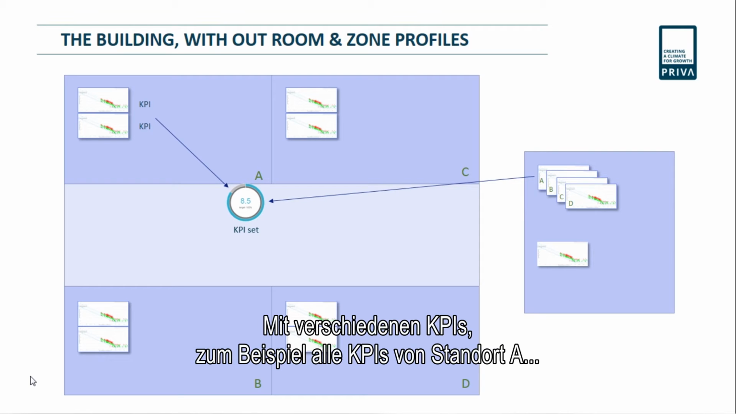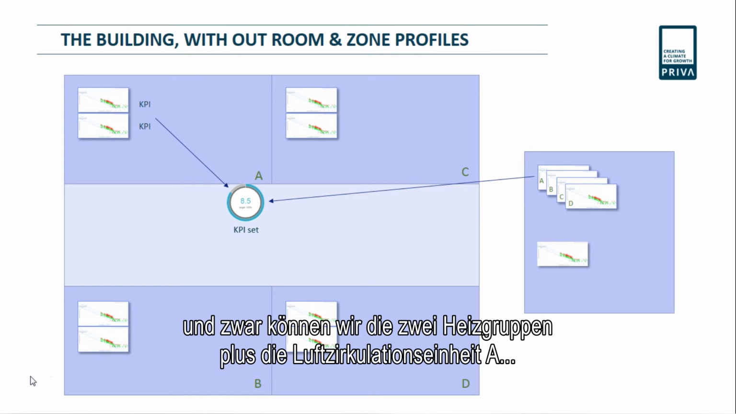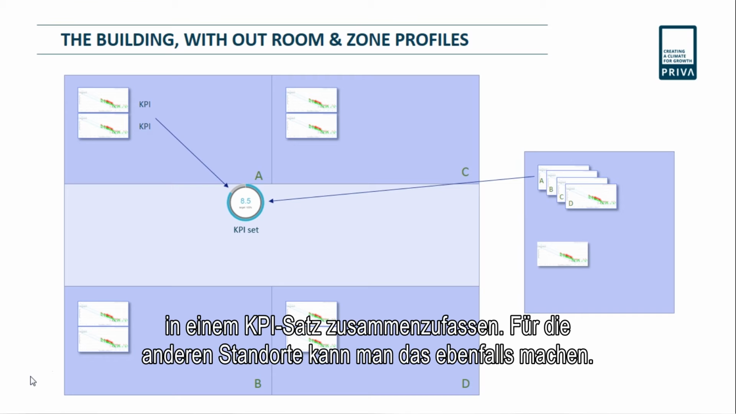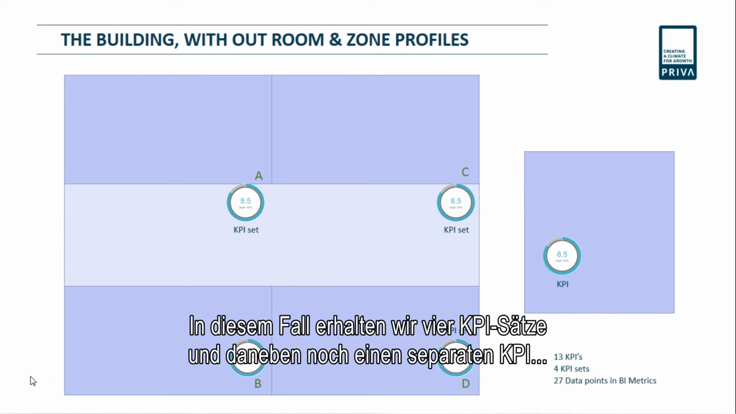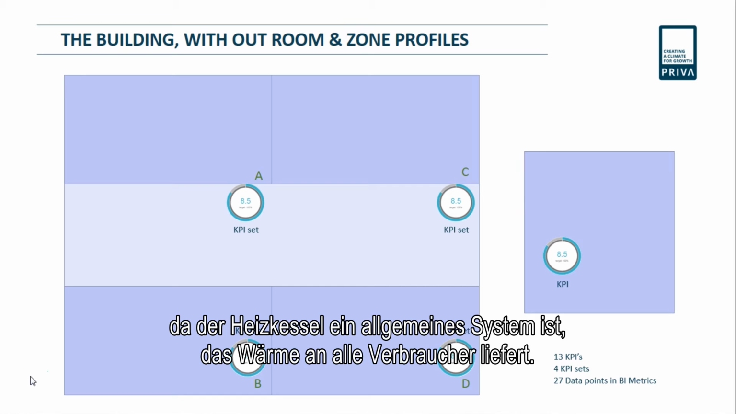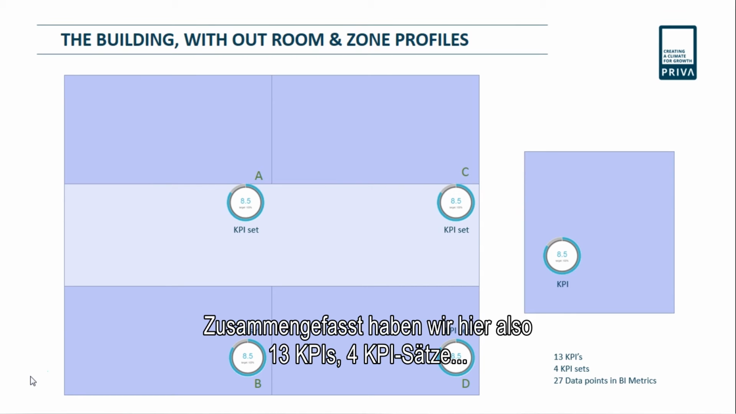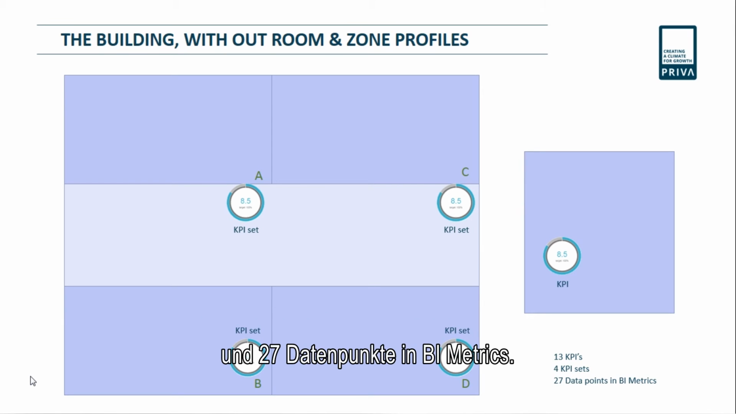Let's say the KPIs for location A, the 2 heating groups together with the air handling unit A into a KPI set. And you can do that for the rest as well. So in that case, you will have 4 KPI sets and 1 KPI, because the boiler, which is a generic system, supplies everything. So that means that the summary of this is you have 13 KPIs, 4 KPI sets, and 27 data points in BI Metrics.